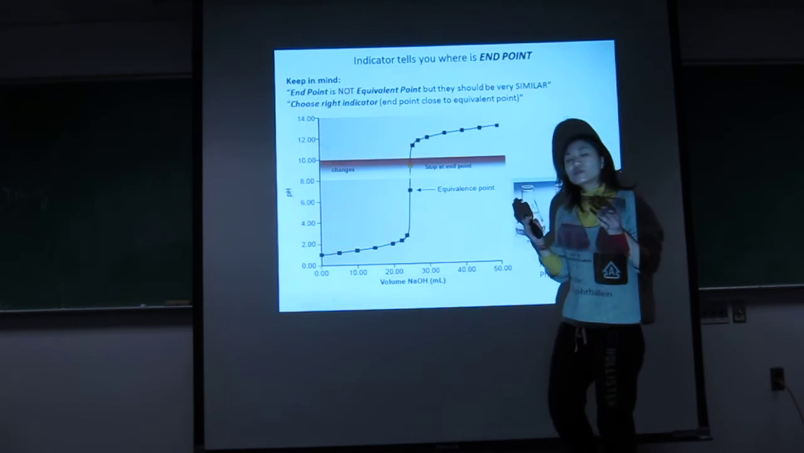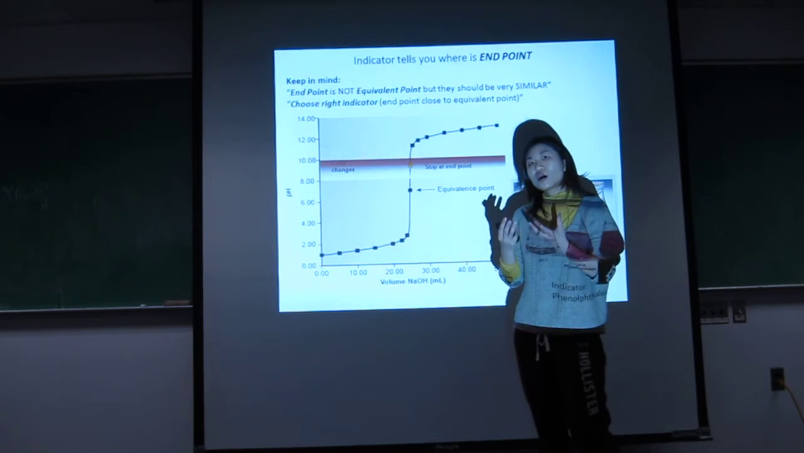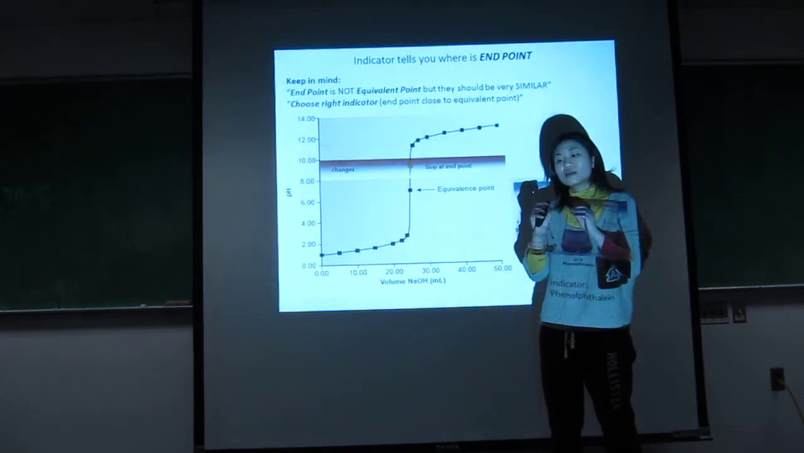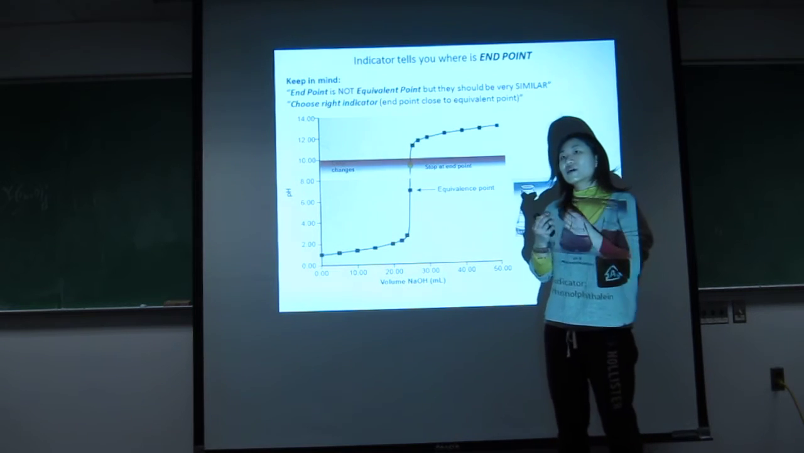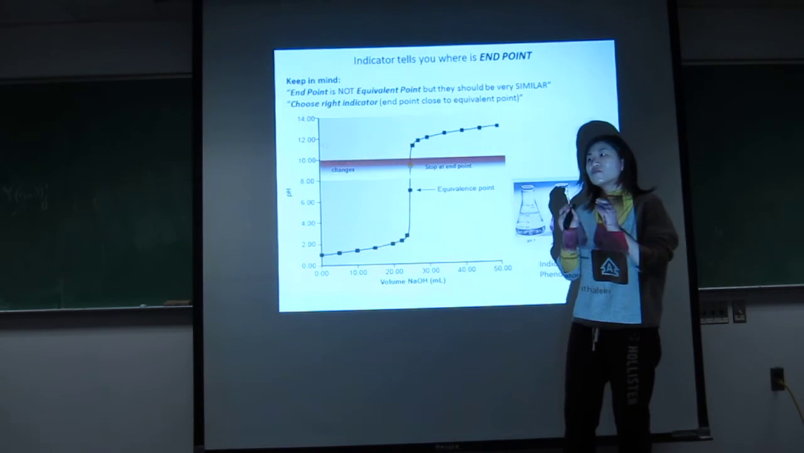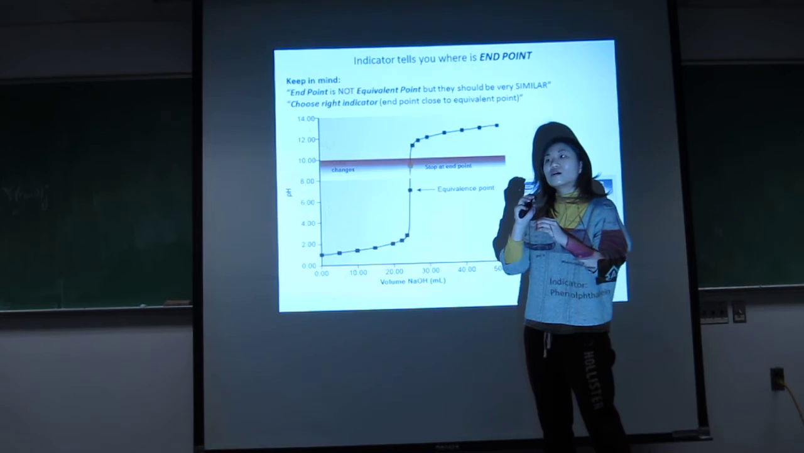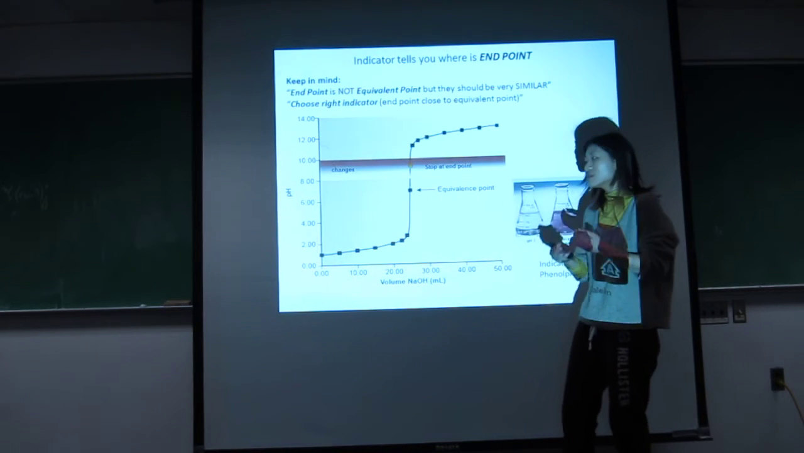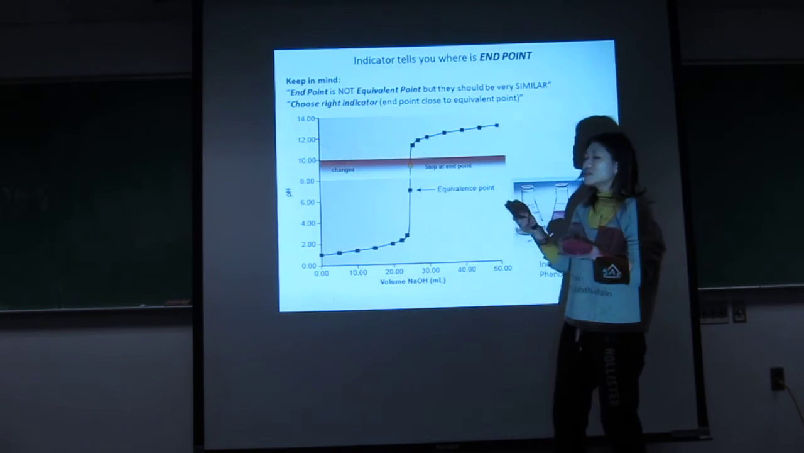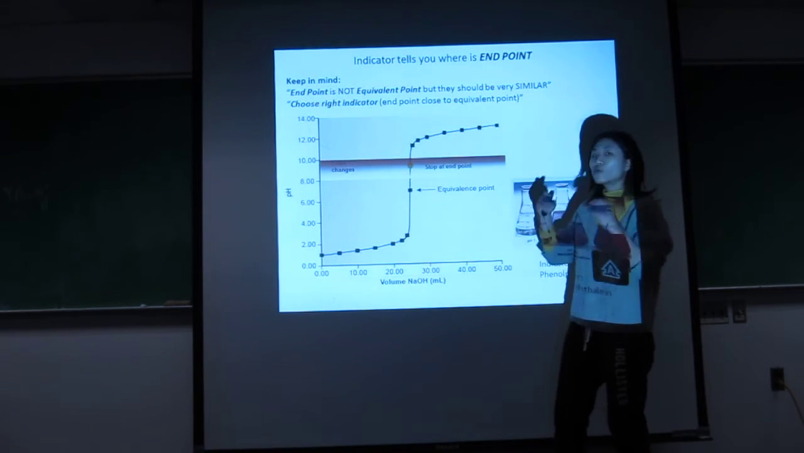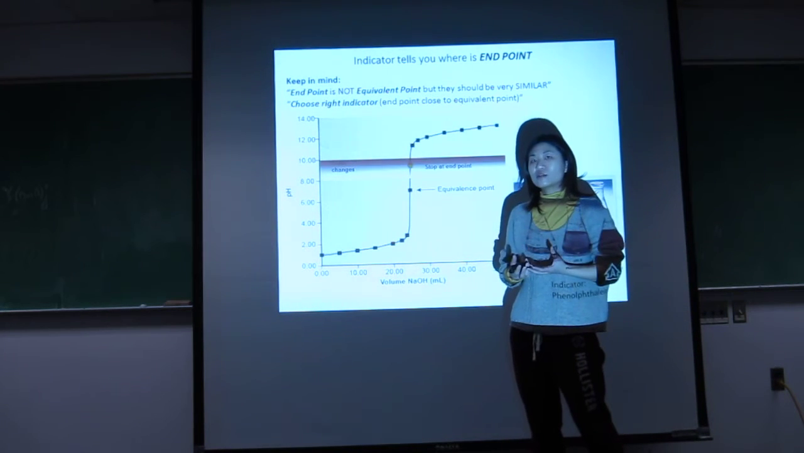So why? Because the indicator, the chemical itself, because of its nature, changes color at a point that may be slightly away from the real equivalent point. It's very hard to find a compound that changes color exactly at the equivalent point of your system. So this is a trade-off. We have to choose the right indicator which changes color close to your equivalent point.